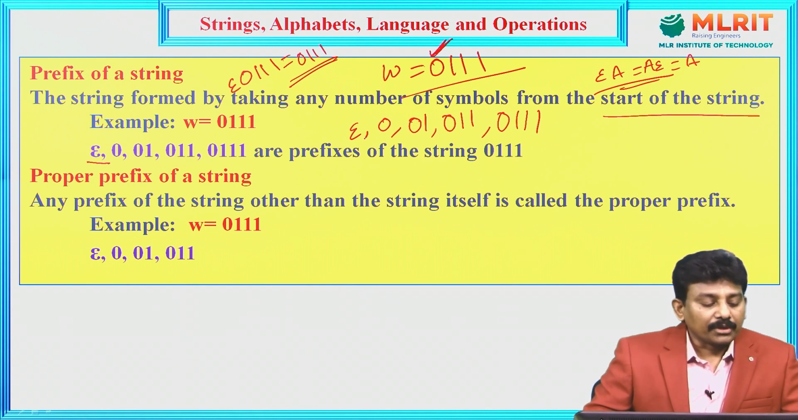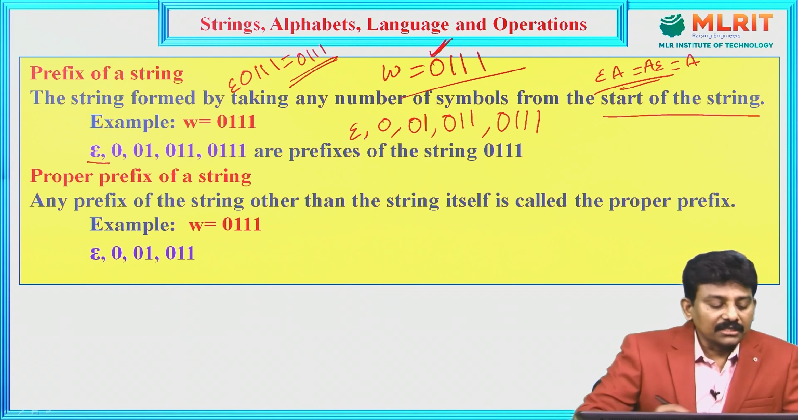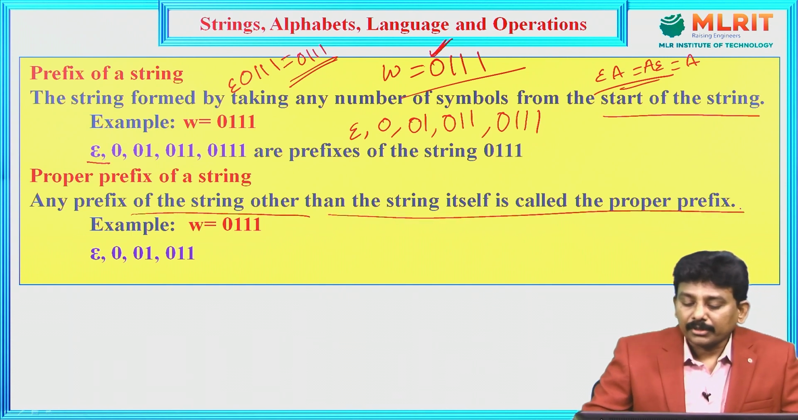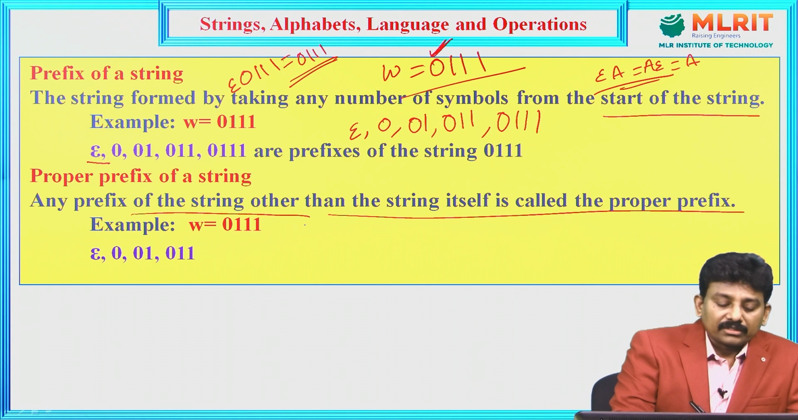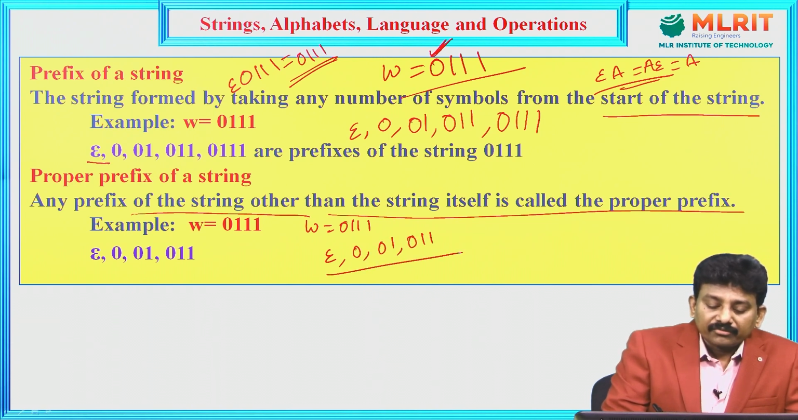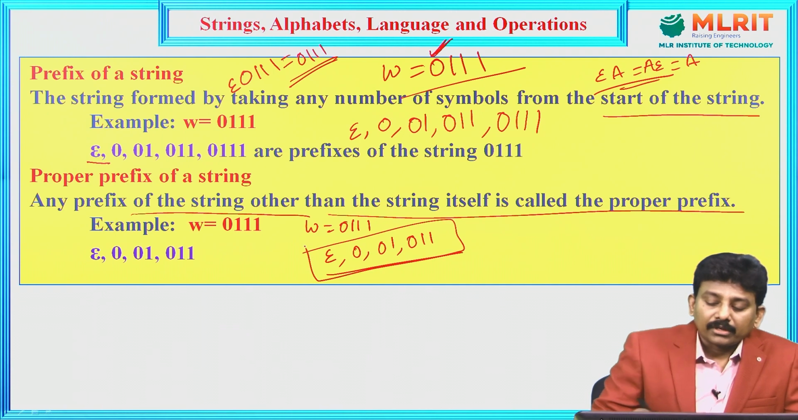Then proper prefix of a string. Any prefix of the string other than the string itself is called a proper prefix. That is, for the same string W is equal to 0, 1, 1, 1, the prefixes are epsilon, 0, 0 1, 0 1 1. We take all the prefixes of the string except the string itself. So except the string itself, all are called proper prefixes.